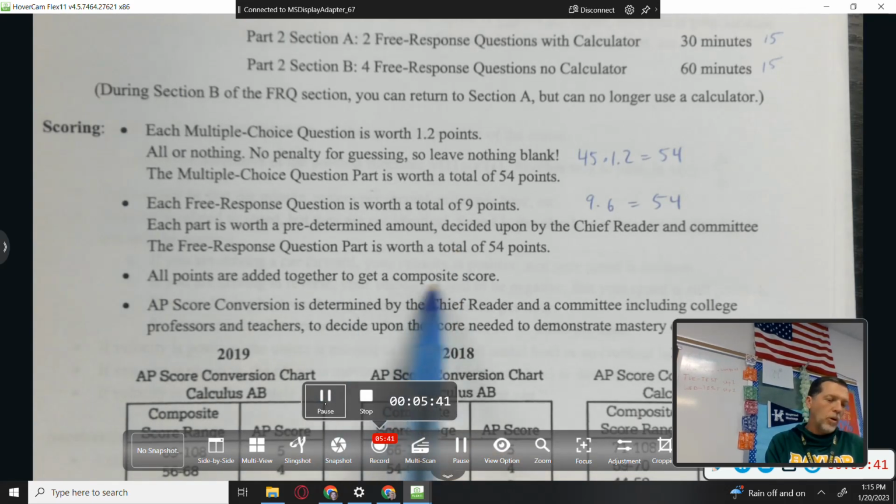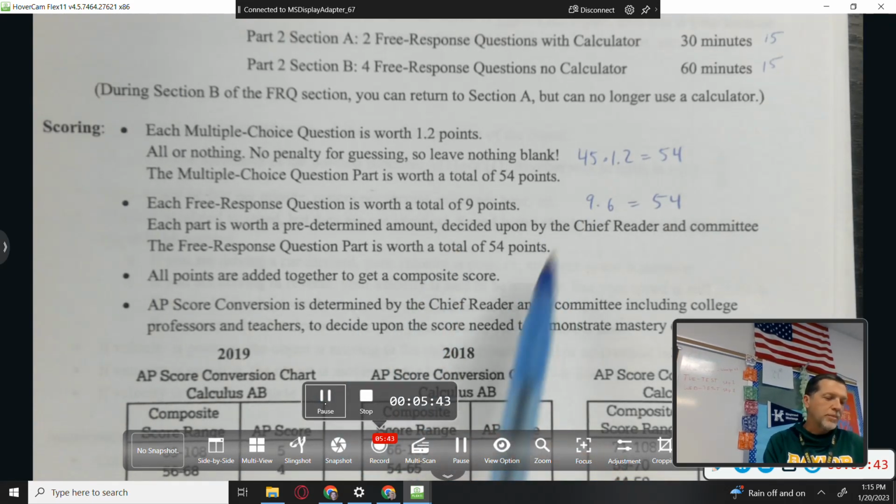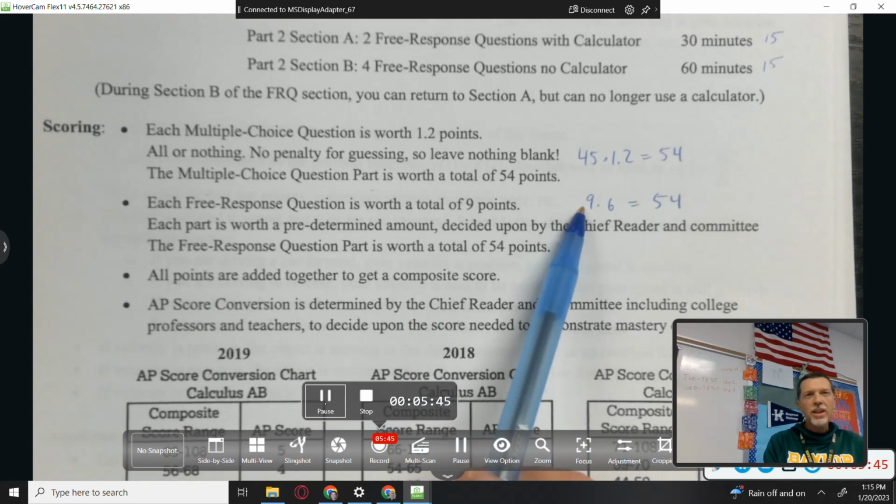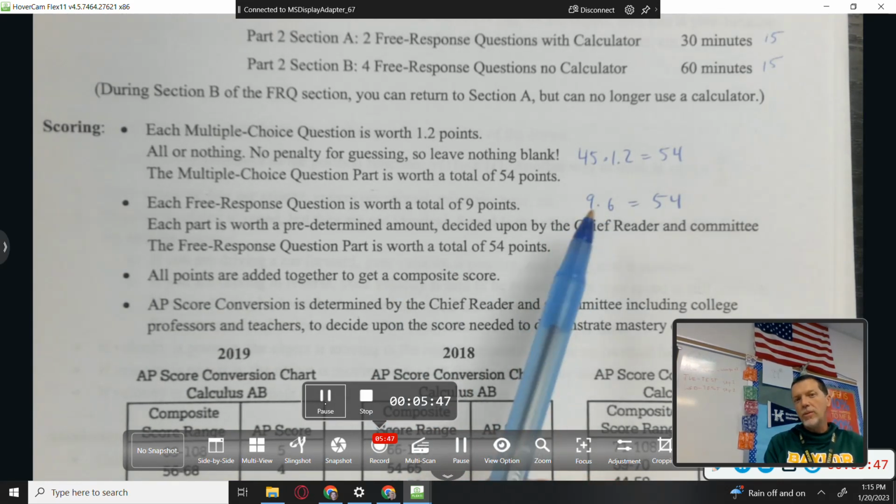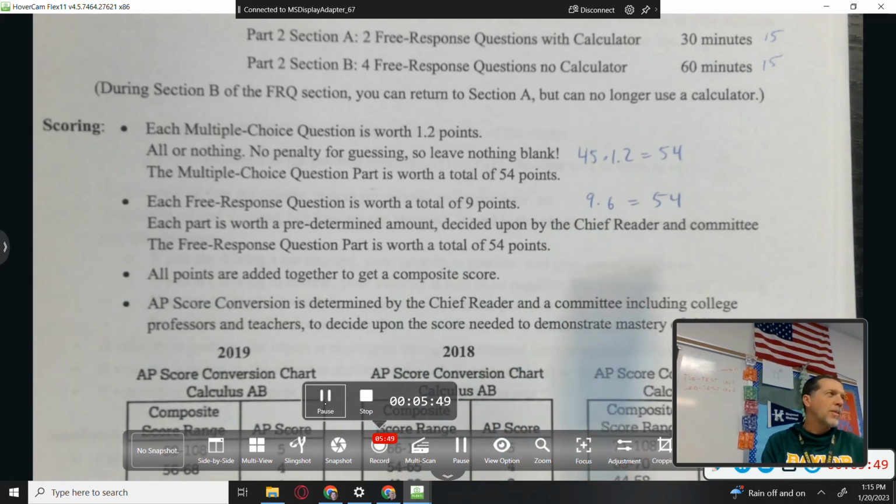And the whole question has to add up to 9. And so you can guess reasonably accurately what they're worth, but it kind of doesn't matter. You're trying to get all the points you can.